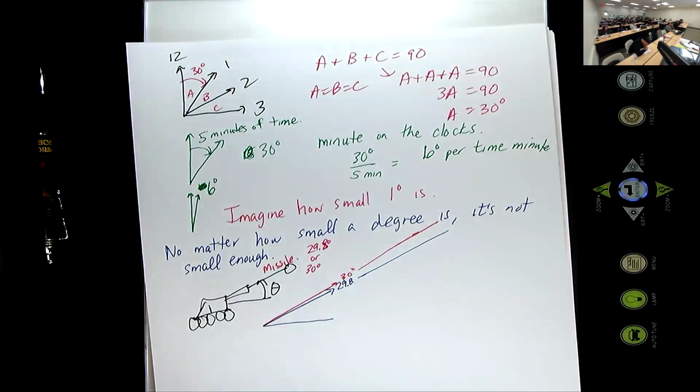The further that missile goes, the farther off target it is. And pretty soon you're not hitting the target, you're hitting a school filled with children, and you're committing a goddamn war crime. Okay? Angle matters.